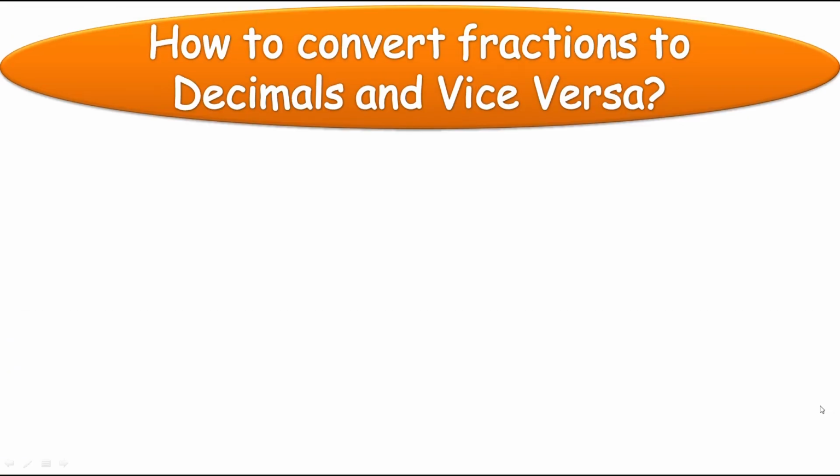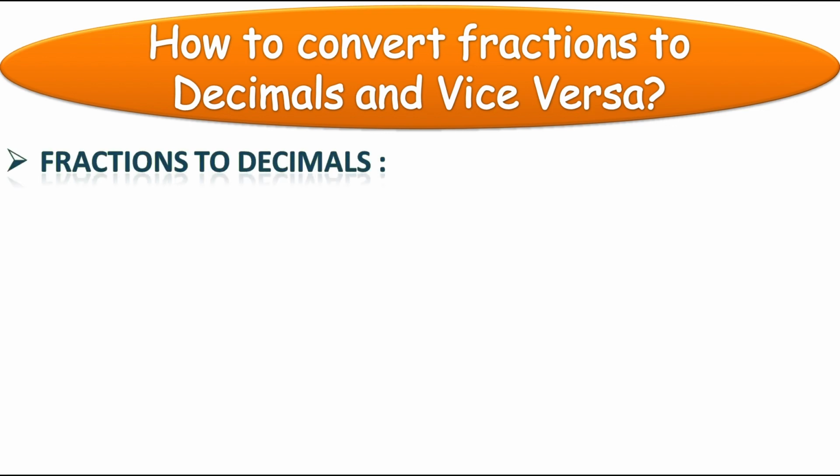Now I'll teach you how to convert fractions to decimals and vice versa. First I'll teach you fractions to decimals. I'll take one example here, 2/5. This is a fraction, and I want to convert it into a decimal. How to convert? It's very easy. Just divide the numerator by the denominator. Now you might be thinking that 2 is smaller than 5, so how do we divide it? It's very easy. I'll tell you.